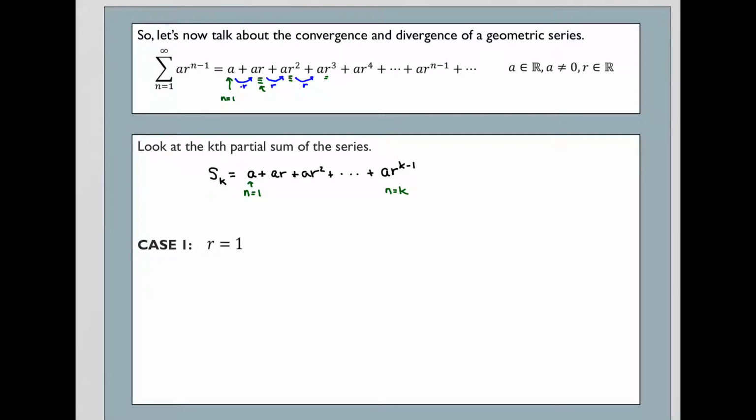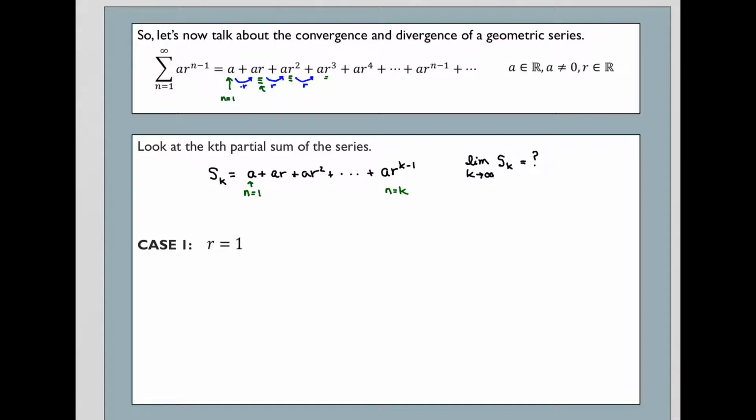Now our goal for determining convergence or divergence, if we're looking at partial sums, is to take the sequence of partial sums and specifically look at the limit as k goes to infinity of that kth partial sum. So we want to know what happens as k goes to infinity for this kth partial sum. That's the whole goal here. So let's look at two special cases. Let's first start by letting r be the value 1.